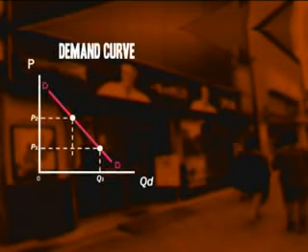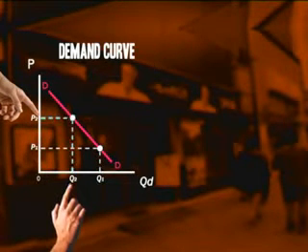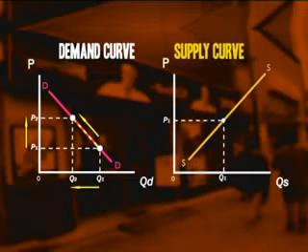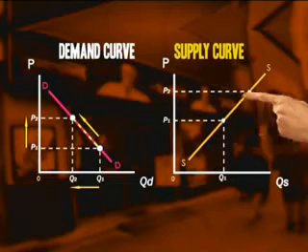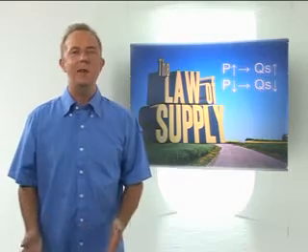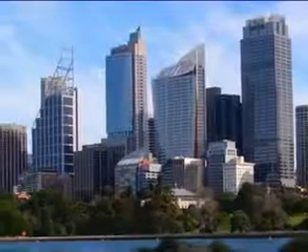But how does the supply curve differ from the demand curve for fried chicken pieces? Well, the demand curve shows that a higher price leads to a lower quantity demanded, but with the supply curve, a higher price leads to a higher quantity supplied. So that is the law of supply, which states that the higher the price, the higher the quantity supplied, and the lower the price, the lower the quantity supplied.